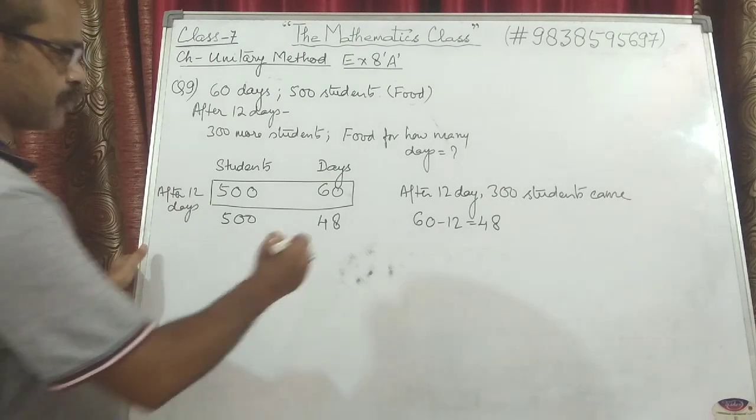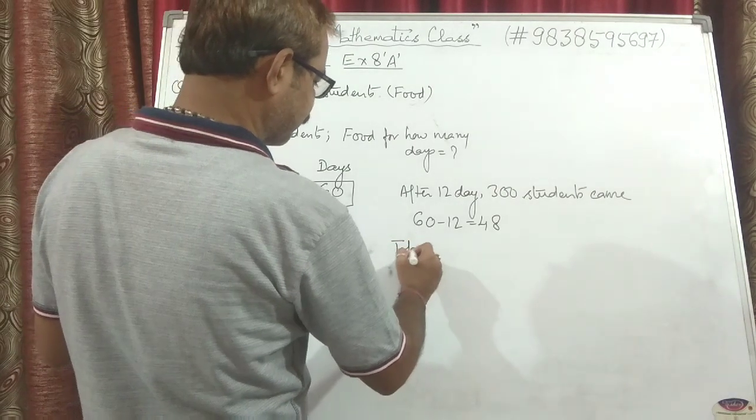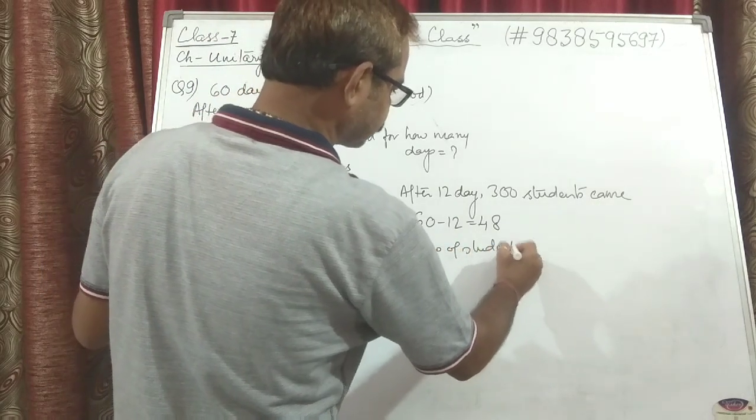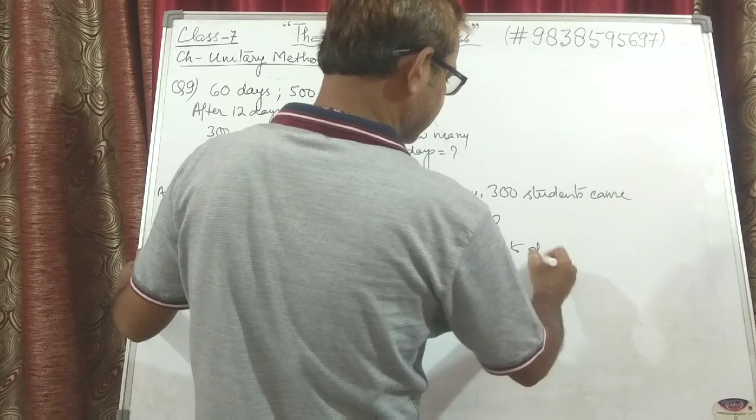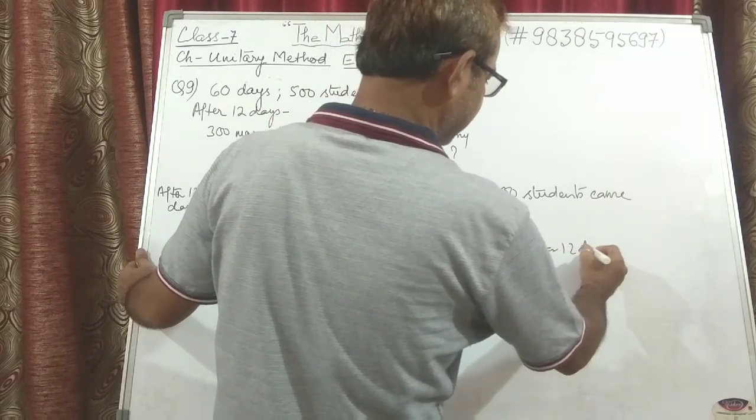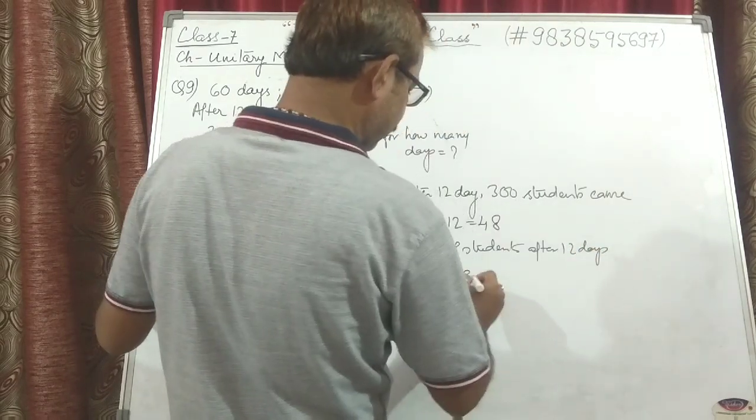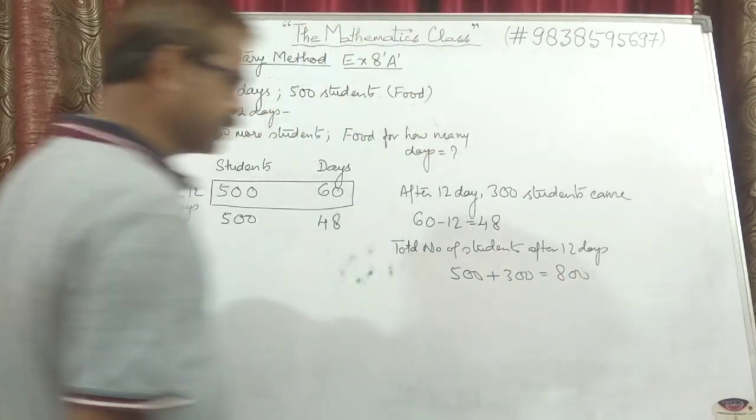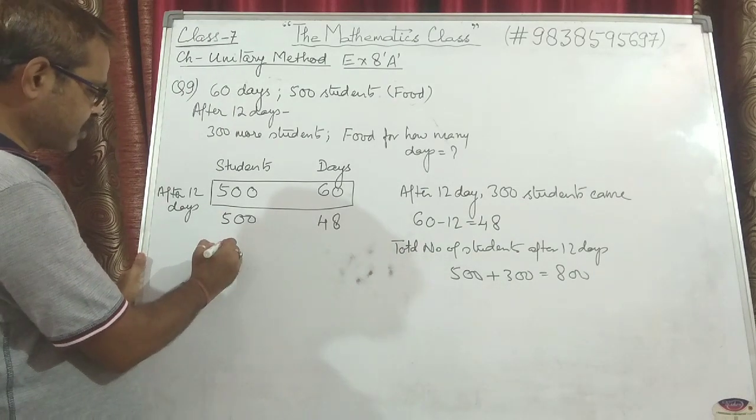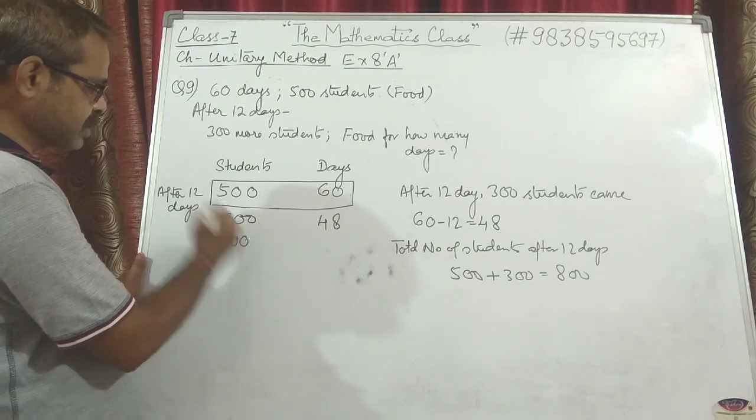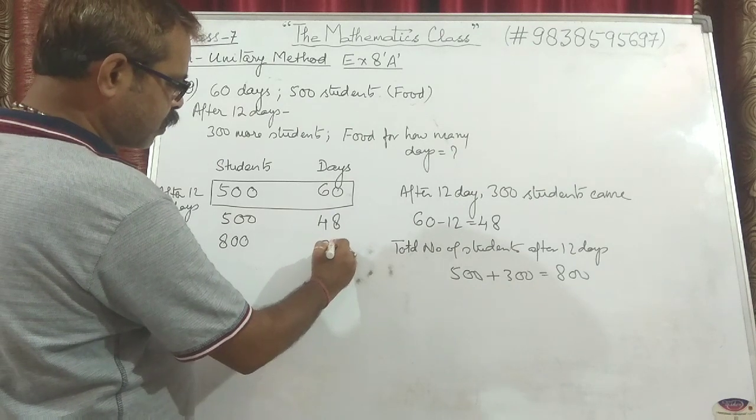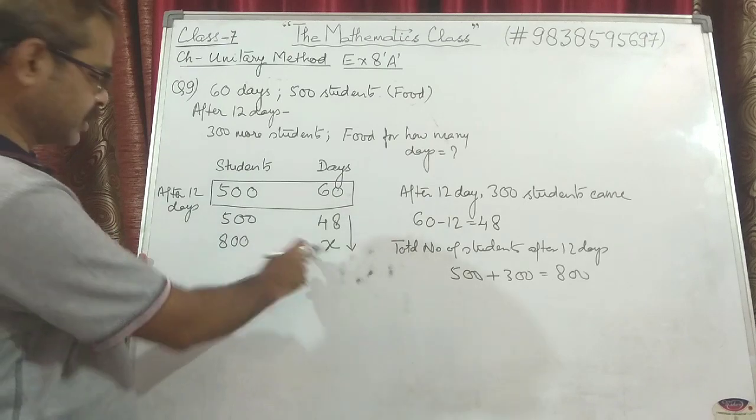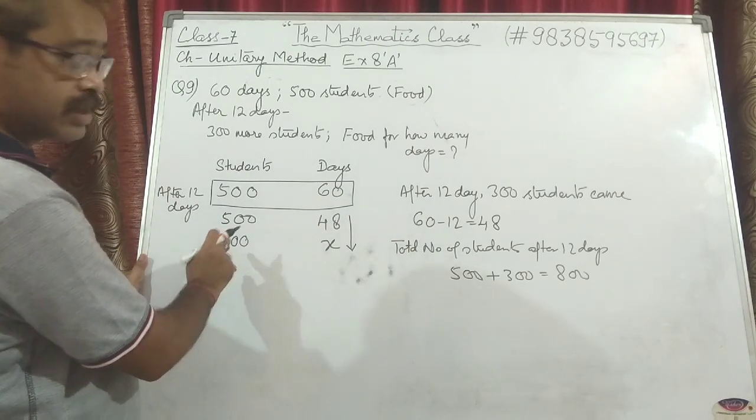So the total number of students after 12 days will be 500 who were already there and 300 more who joined in. So the total is 800 students. Now the number of students has gone up to 800, and we have to find for how many days the food will last if the number of students is 800.